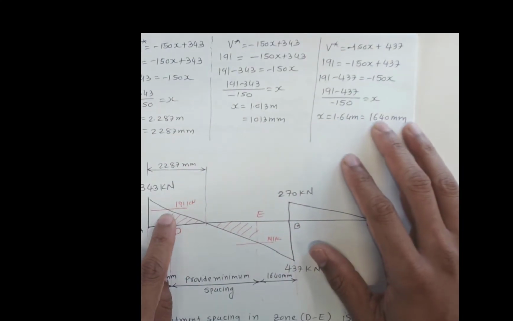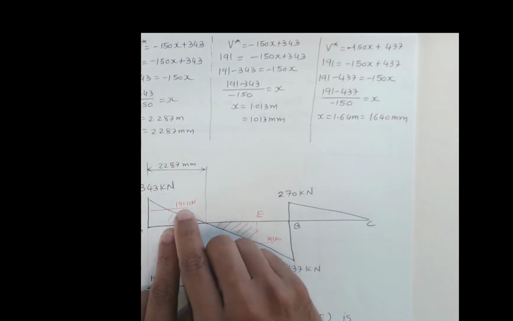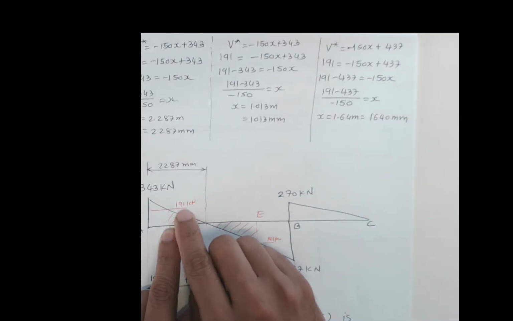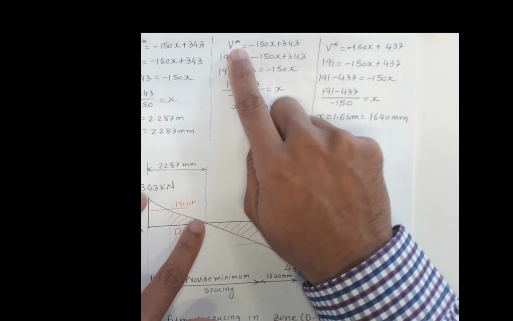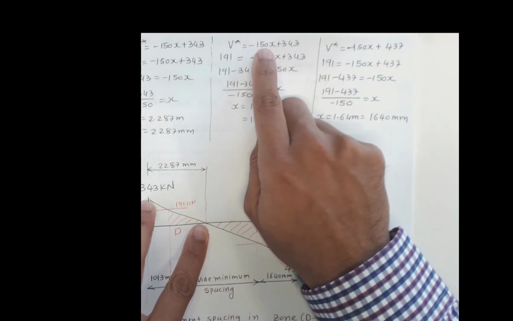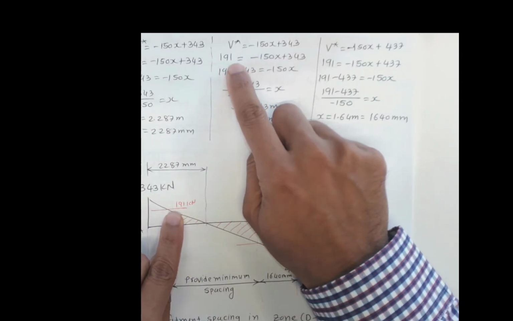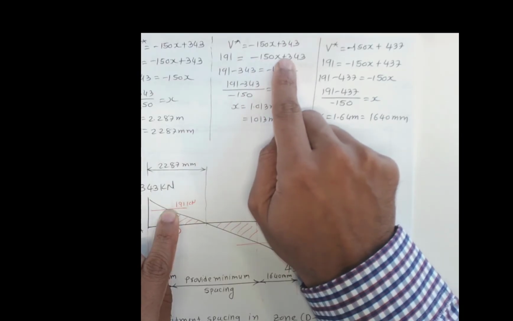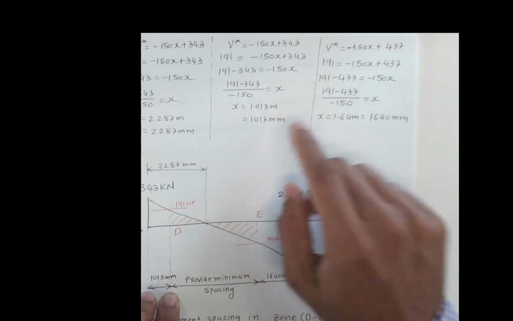Now similarly we need to find this distance. What is the distance from support A where it hits 191 kilonewton? That is our V minimum, the shear force. So in that case we can take the straight line equation, minus 150x plus 343. We substitute 191 because that's the shear force where we want to calculate. X we need to calculate. This x is 1013 millimeters.